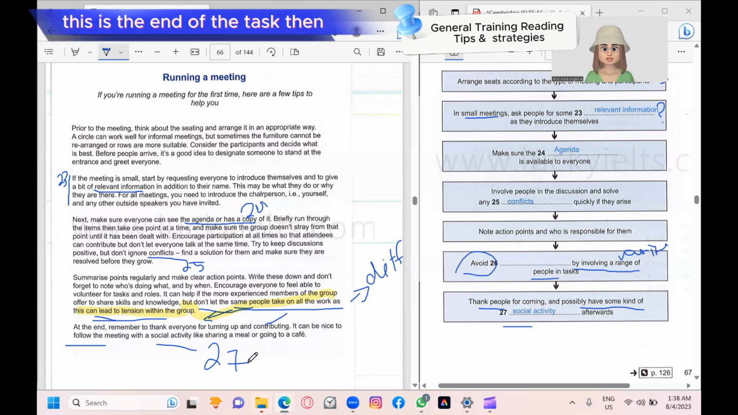This is the end of the task, and we are going to perform the last part of the test hopefully tomorrow. Before we continue, Mehreen, would you like to ask any questions? These two question types are very common for general training and even for academic reading: complete the summary or complete the flowchart. There is a sequence in the questions. By far, true, false, not given, complete the summary, and also complete the flowchart. They were in a sequence.